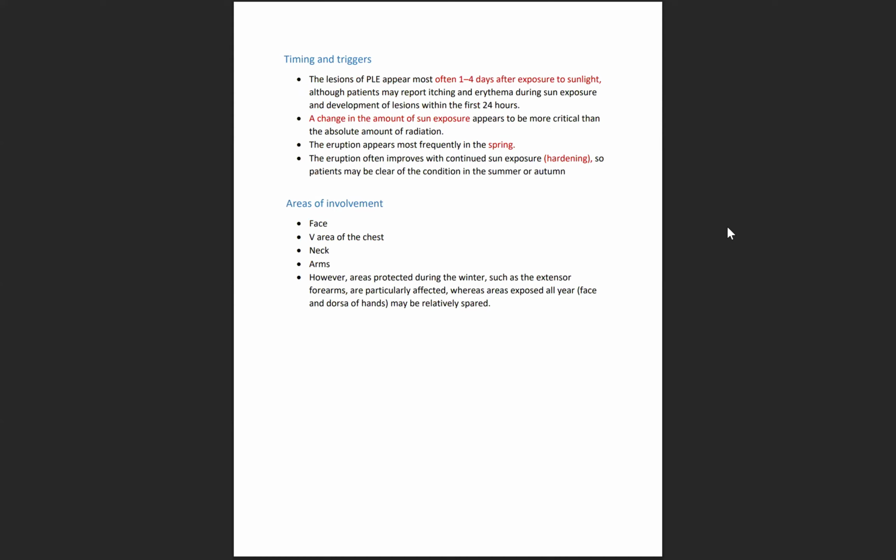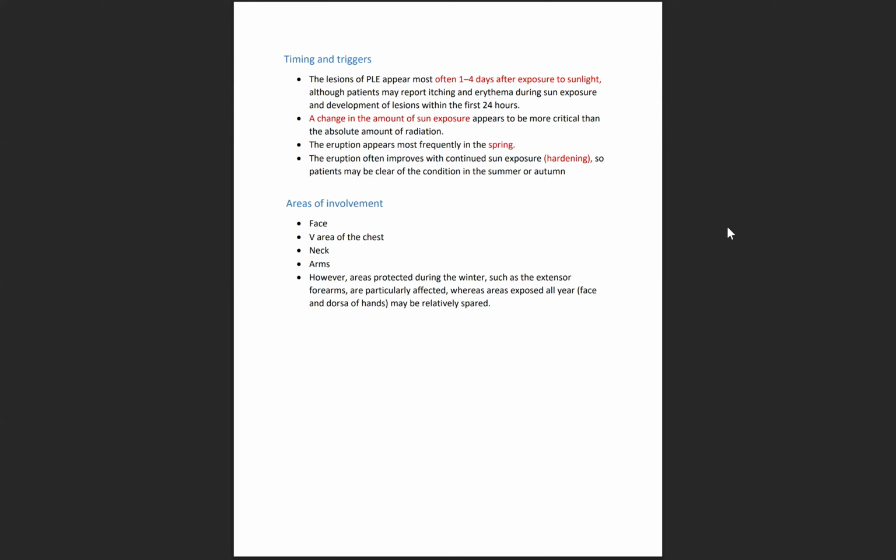نجي على timing and triggers. The lesions of polymorphous light eruption appear most often 1 to 4 days after exposure to sunlight. Although patients may report itching and erythema during sun exposure and development of lesion within the first 24 hours. يعني هو عادة 1 to 4 days بس ممكن develop a lesion within the first 24 hours. A change in the amount of sun exposure appear to be more critical than the absolute amount of radiation. يعني الاختلاف بالتعرض للsun exposure هو اللي يسببه أكثر من الكمية المطلقة للأشعة.